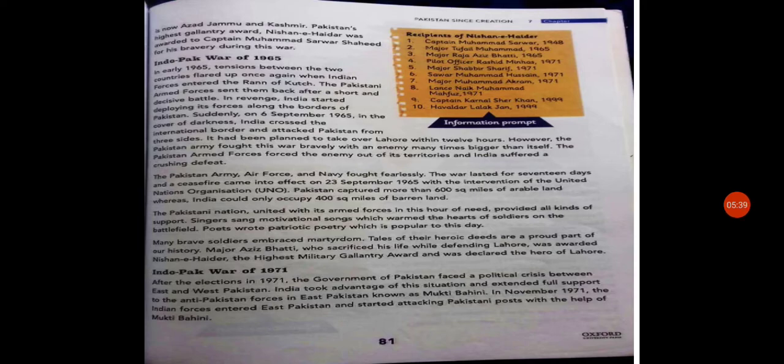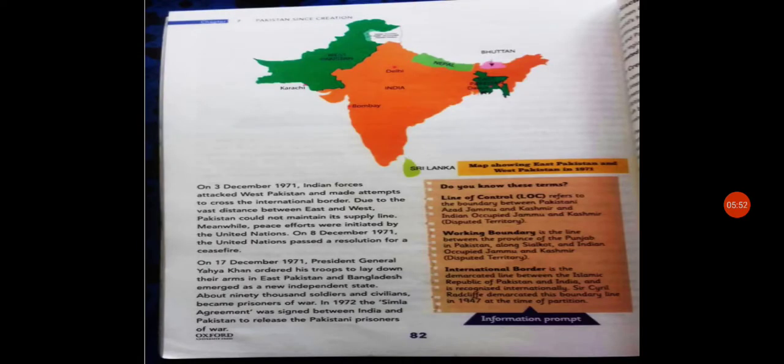In November 1971, the Indian forces entered East Pakistan and started attacking Pakistani posts with the help of Mukti Bahini. On 3 December 1971, Indian forces attacked West Pakistan and made attempts to cross the international border. Due to the vast distance between East and West, Pakistan could not maintain its supply line.